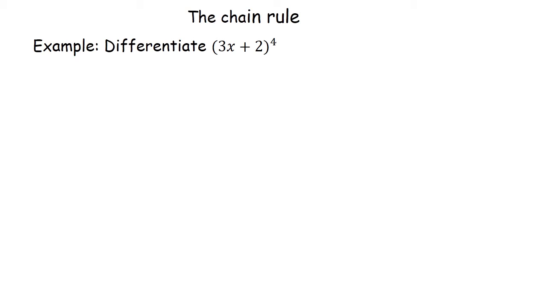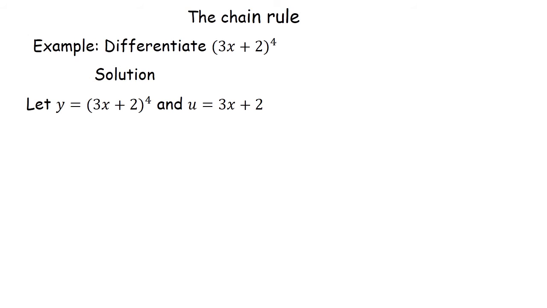Okay, so it means you had already done this. When we are still in the beginning processes, we are going to just do this for those who haven't attended. We let the whole of this function here to be y. So y is going to be equal to 3x plus 2 to power 4, and then the one inside brackets we let it to be u. So u is equal to 3x plus 2.